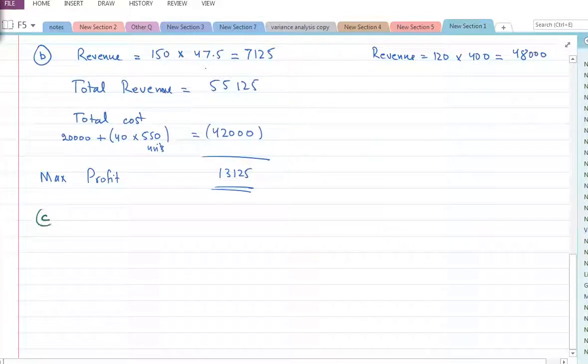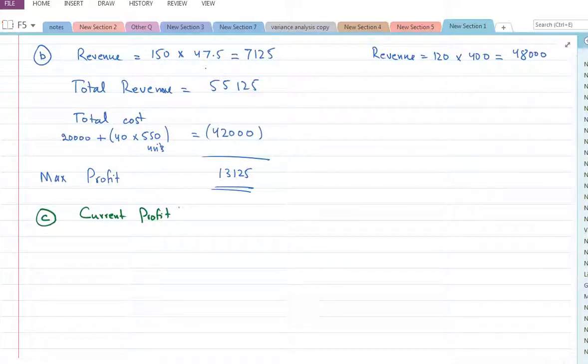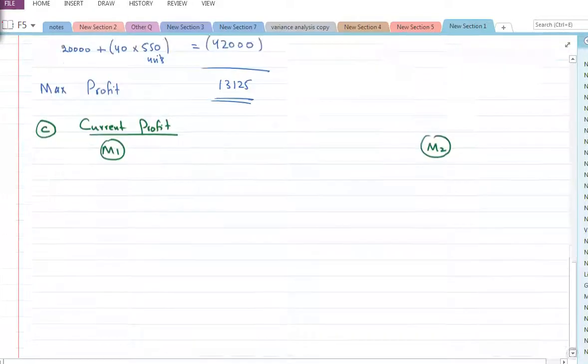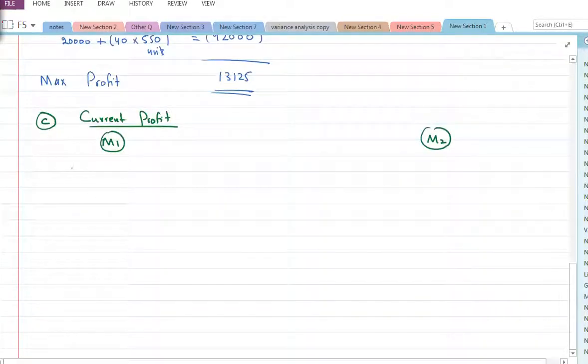So part C, right? Current profit. Now, the current profit will be, first of all, the current revenue. Let me again say market 1 and market 2, right? Because the revenue of both the markets are different, right? So P is equal to A minus BX. This is the demand equation, remember.